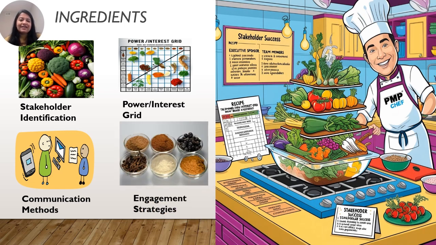Next we have the sauces, or the engagement strategies that we'll be using in order to bring all the stakeholders together, just so that our cooking recipe is going to be effectively tastier and nicer to smell.